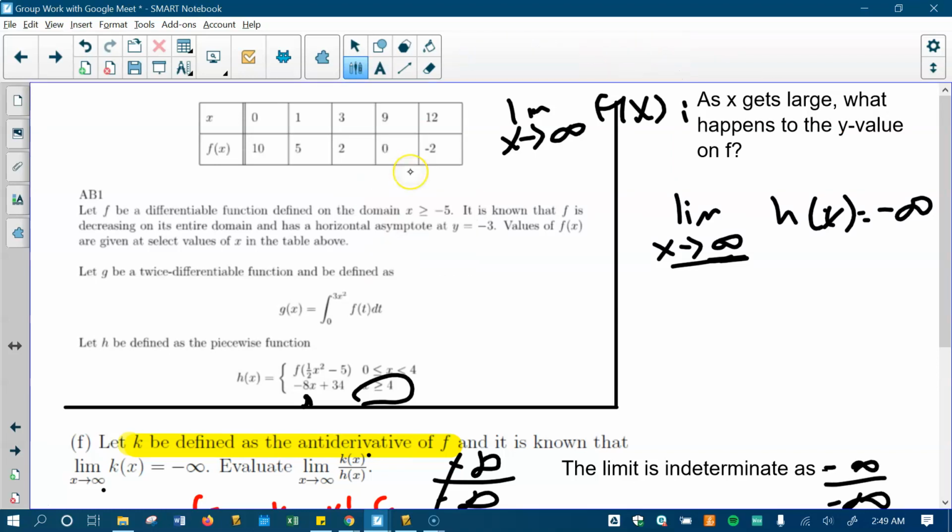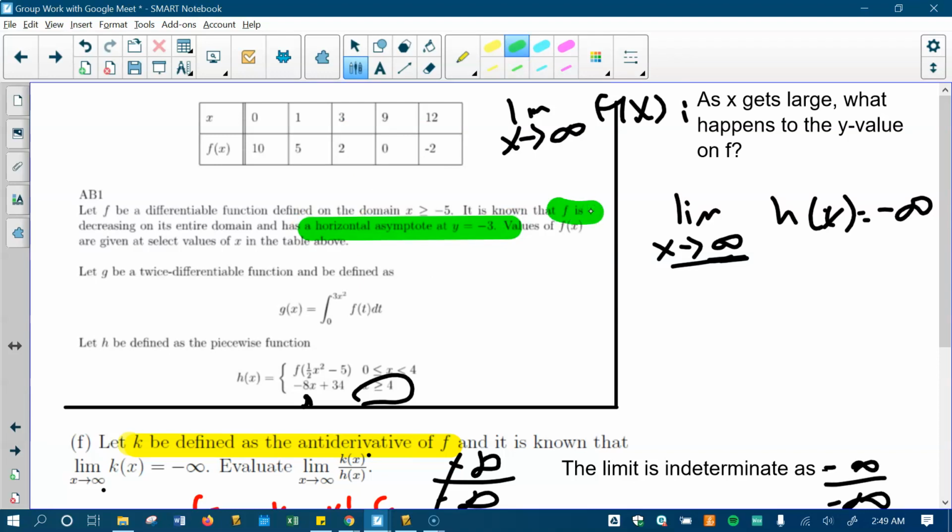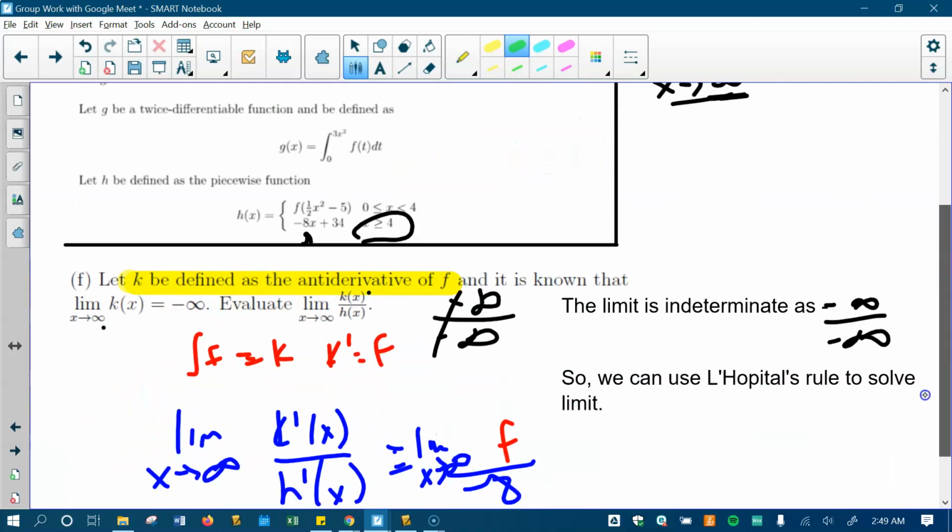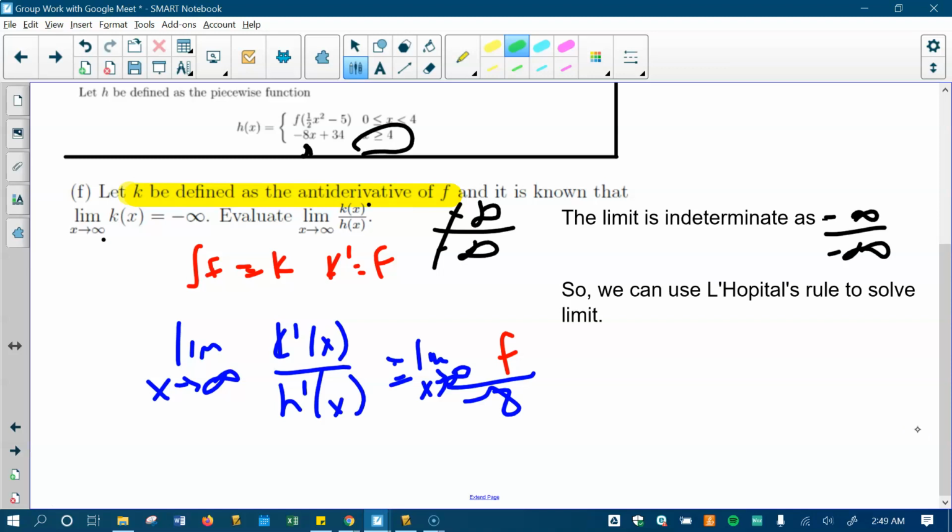And they sneak in this sentence at the beginning, which is so sneaky. They say that f has a horizontal asymptote of y equals -3. Well, horizontal asymptote is what happens to a function when x gets really, really large. So our answer here for this top part is -3. And there's our answer.